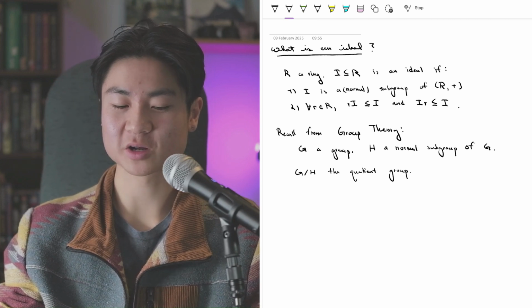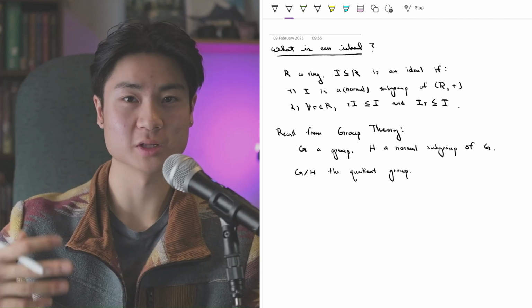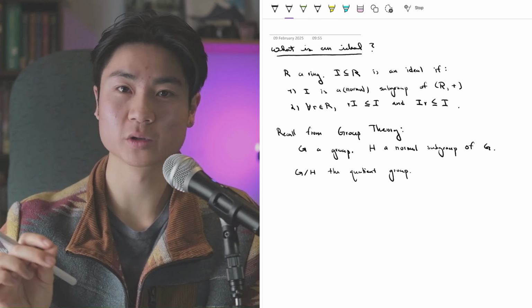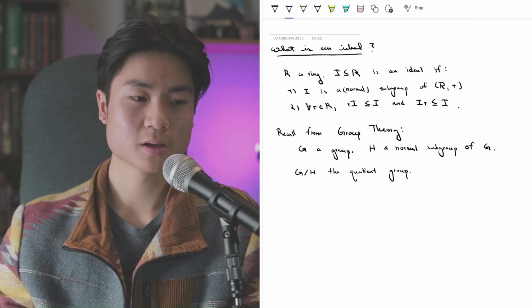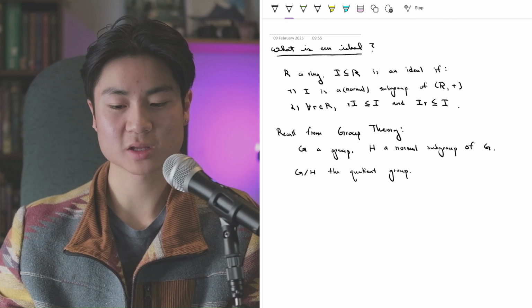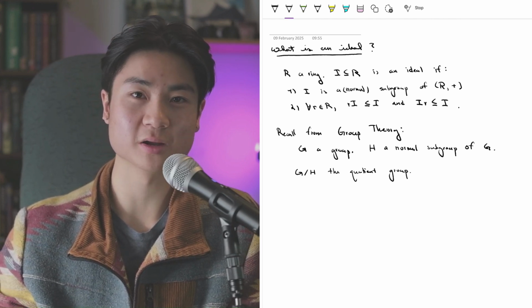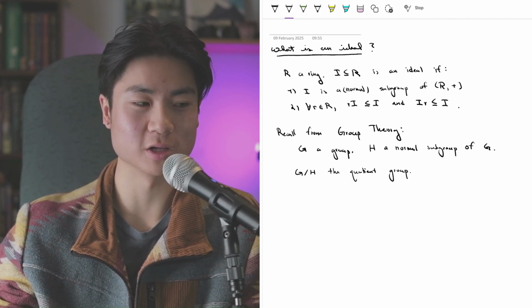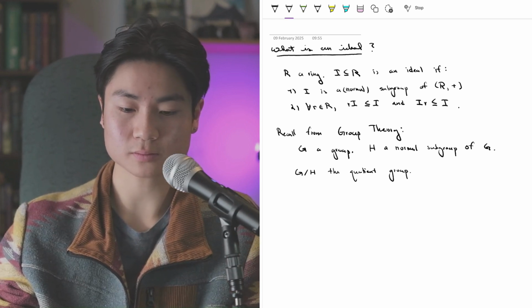But it doesn't suffice that I, our ideal, or the set that we want to be an ideal, is only a normal subgroup. We have to endow it with a second property. And, well, of course, the second property seems to come out of nowhere. And so I will explain where the second property comes from and why we have it as a property.